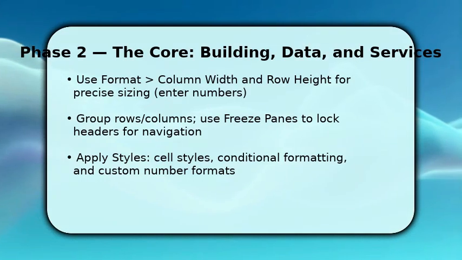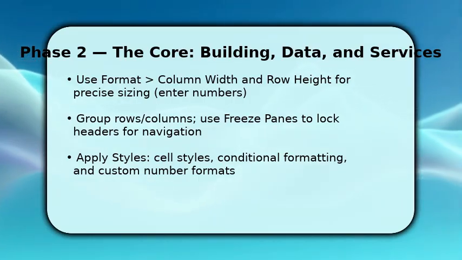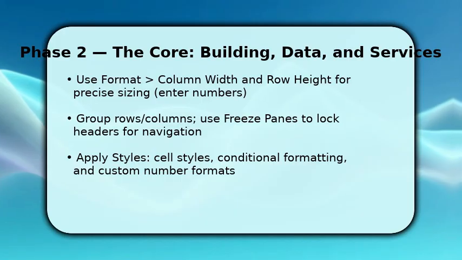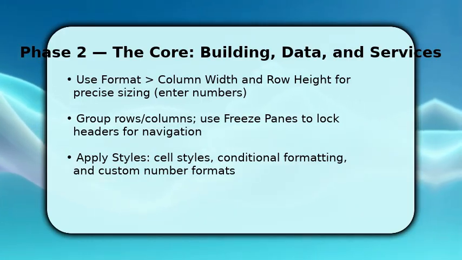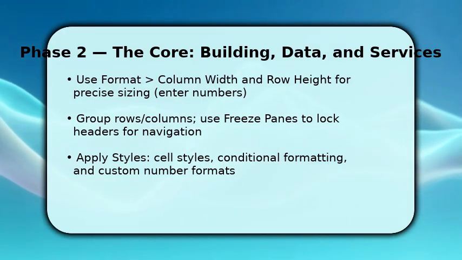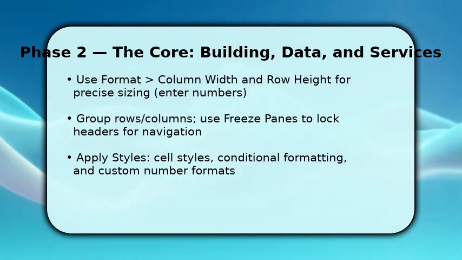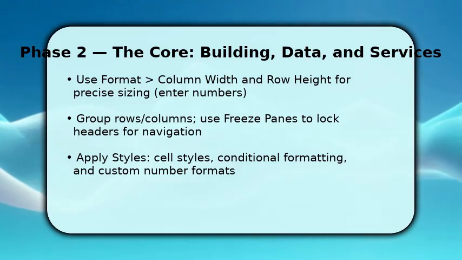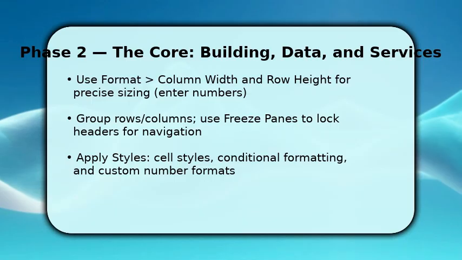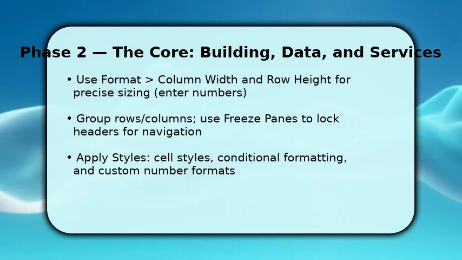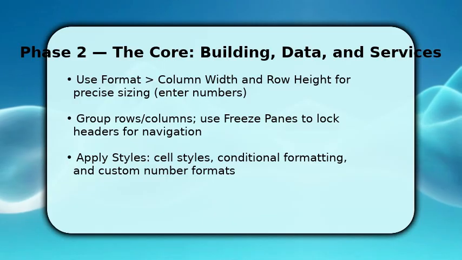Now you refine structure and formatting so the sheet behaves predictably. Use precise sizing. Format column width or row height, entering exact numbers to align key fields. Group related columns or rows to collapse details, and use freeze panes so headers remain visible while you scroll. Apply cell styles and conditional formatting to highlight important values. Choose consistent fonts and number formats for readability.